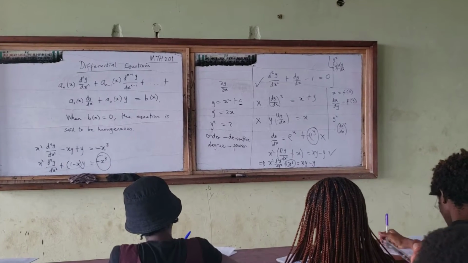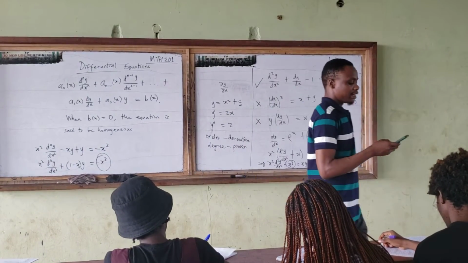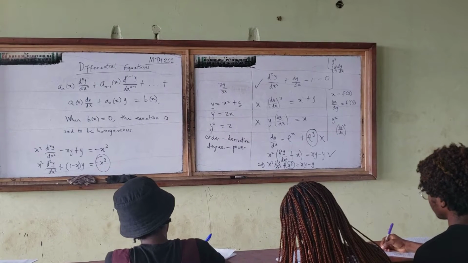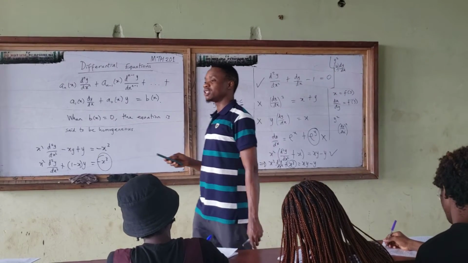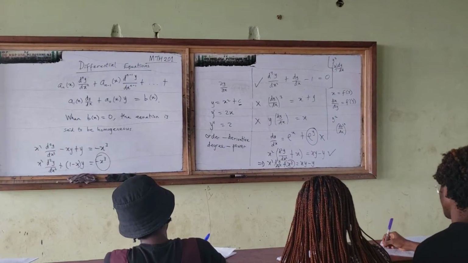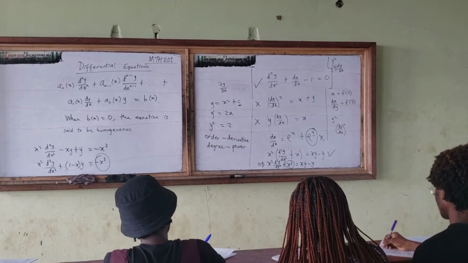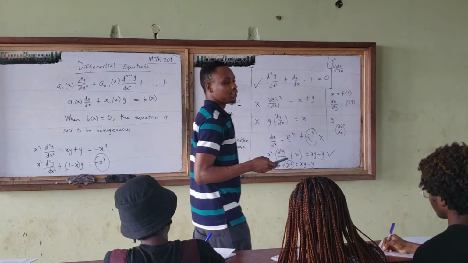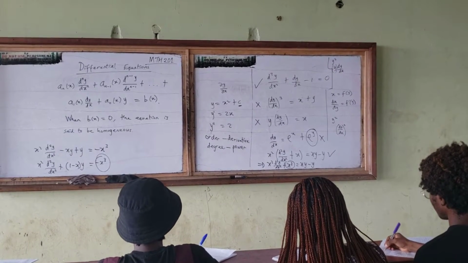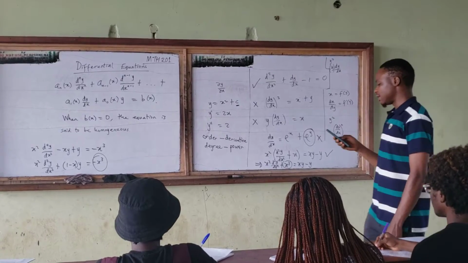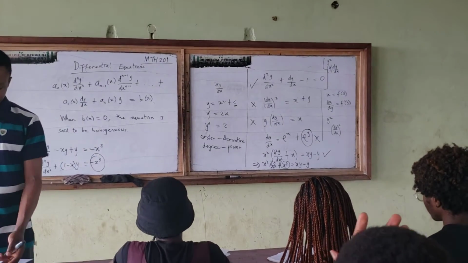Let me look at the order of a differential equation. The order of a differential equation is the highest differential coefficient present in the equation. You get it? Okay.